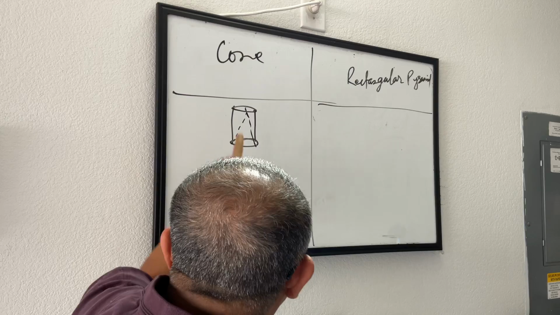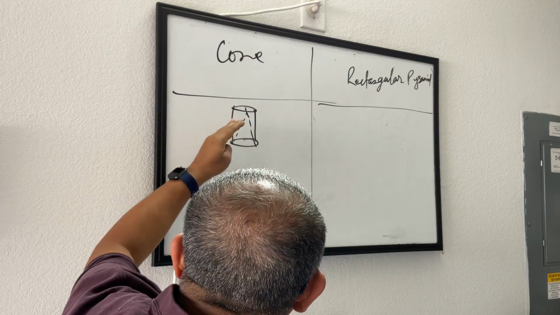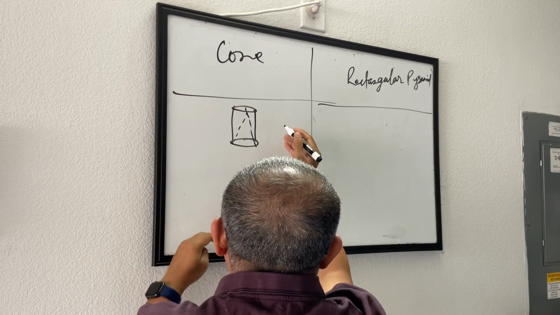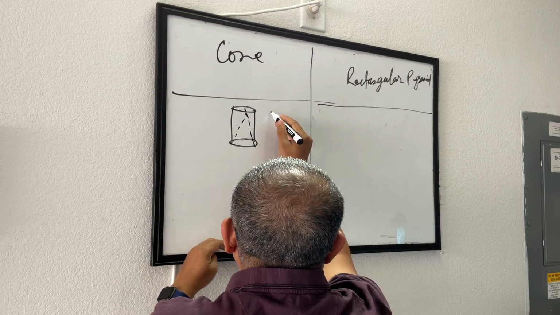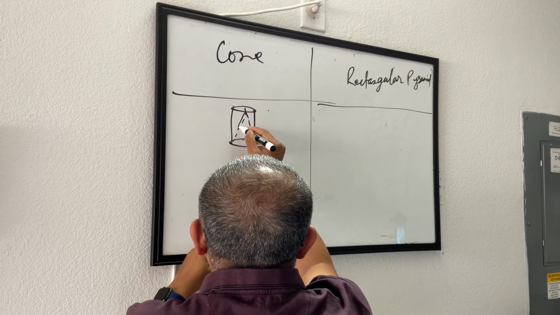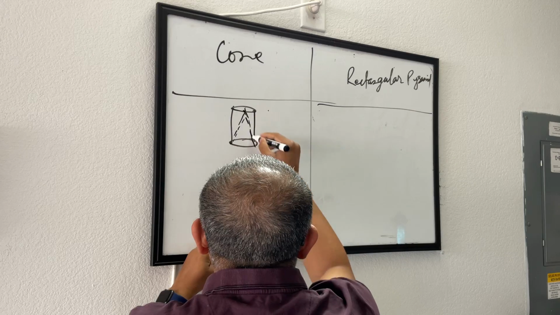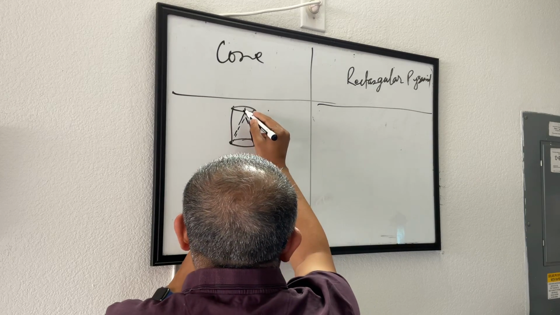What did you do? You had a right cylinder, you actually cut that into two pieces. Here, what you did is cut this into three pieces actually. Look at this side.